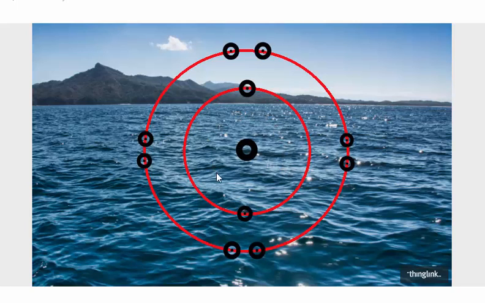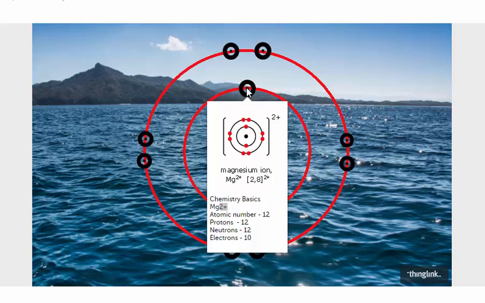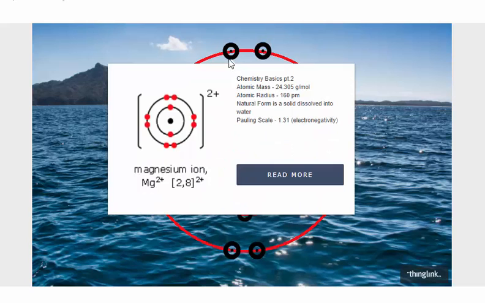Alright, so this is our presentation on the magnesium ion, and the most common form is Mg2+. The atomic number is 12. It has 12 protons, 12 neutrons, and 10 electrons. And the 2 plus comes from the fact that it's a cation that's lost 2 electrons. The atomic mass is 24.305. The atomic radius is 160 pm.